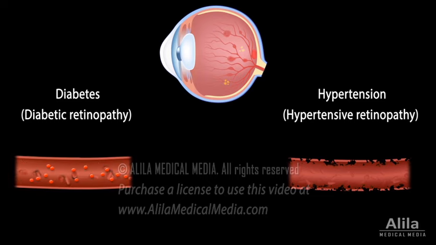Diabetes is by far the most common cause of retinopathy. High blood sugar levels can damage blood vessels of the retina just like any other blood vessels. Diabetic retinopathy can be non-proliferative or proliferative.